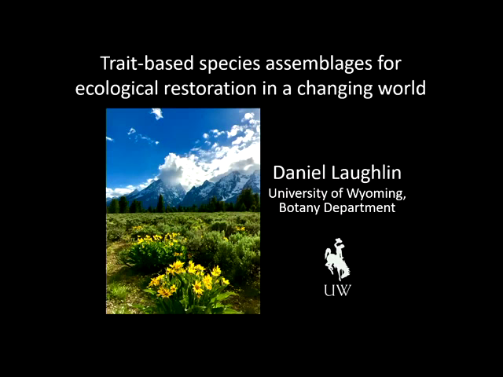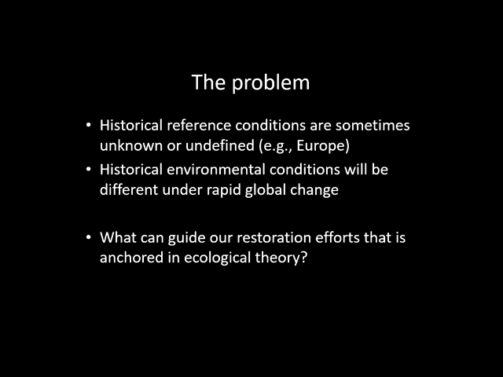This morning I talked about a model that we can use in restoration to translate traits into species assemblages to test some fundamental ideas in ecology, and that's what I'm going to talk to you about today. So the problem we face with restoration is that if we only focus on historical assemblages, we run into some problems when we're trying to set our restoration targets. Often those historical conditions are unknown and cannot be really clearly defined. And right now we're living in a time of very rapid climate change.